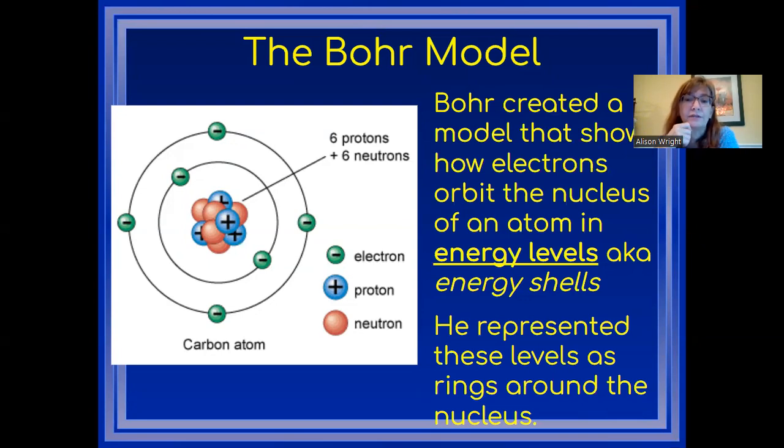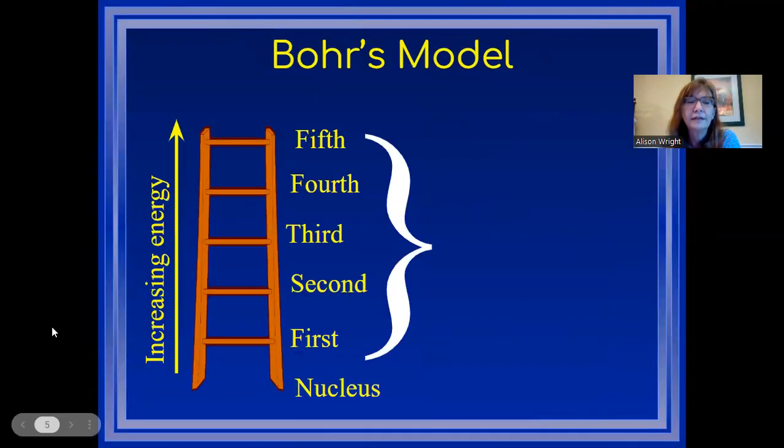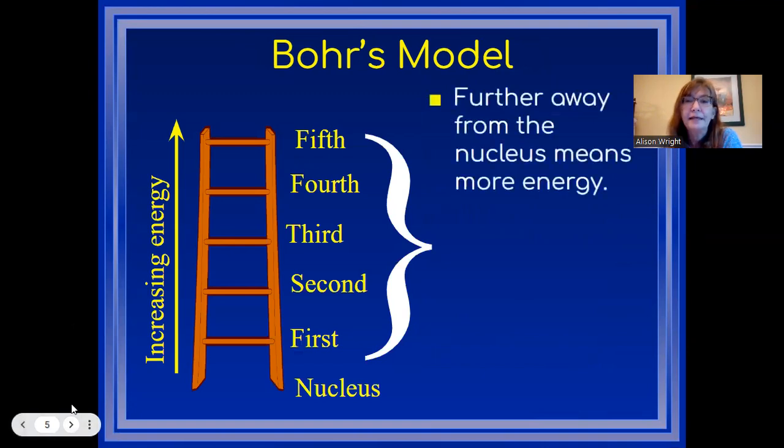He represented these energy levels as rings around the nucleus, right? So the Bohr model just has these concentric circles with electrons on each circle. One of the key things to note about Bohr's model and his discovery is that if the electrons live in an energy level that's further away from the nucleus, those electrons have more energy than the ones that are closer to the nucleus.